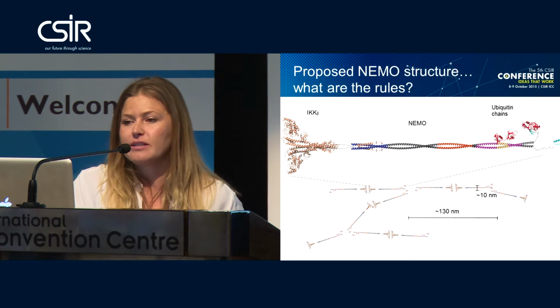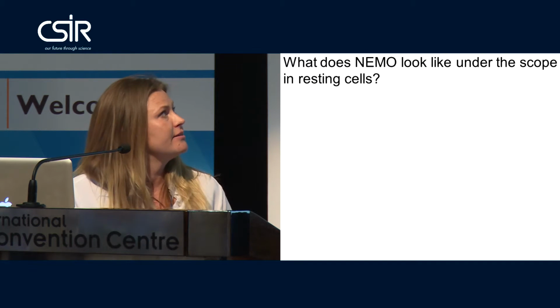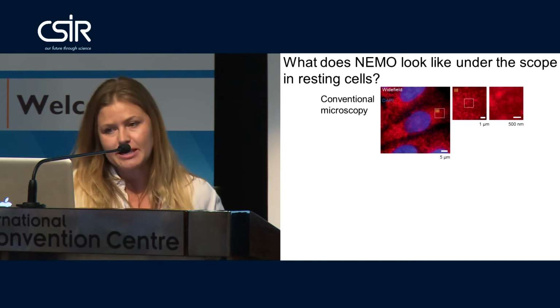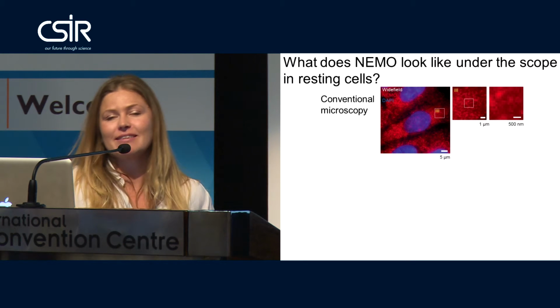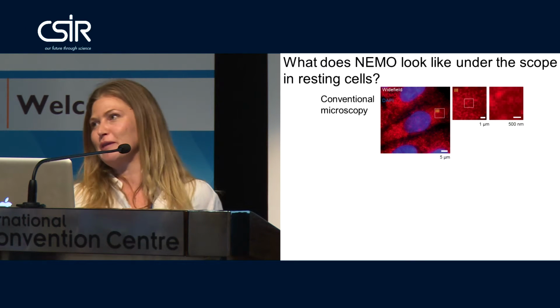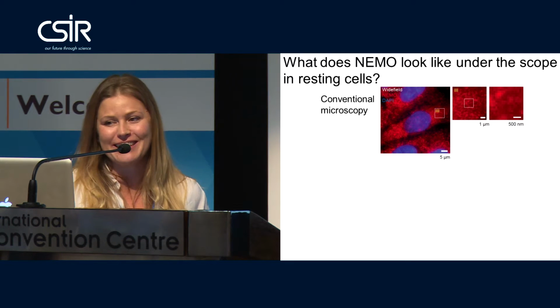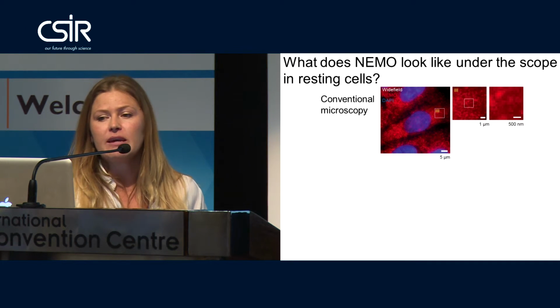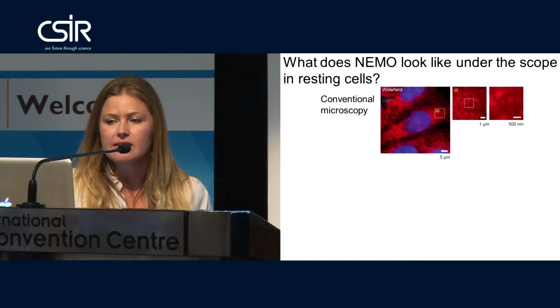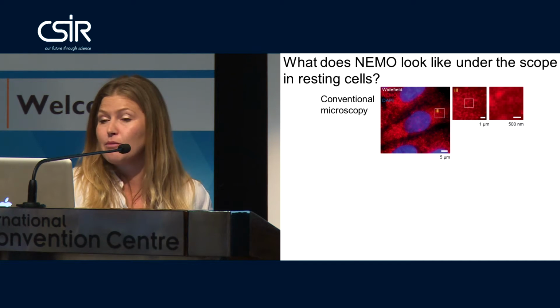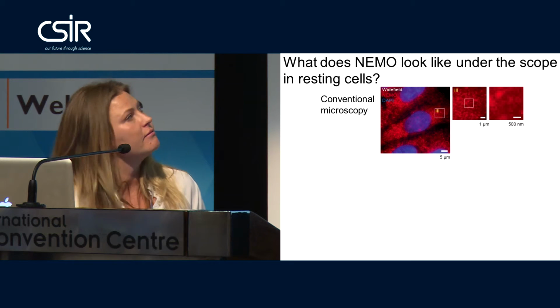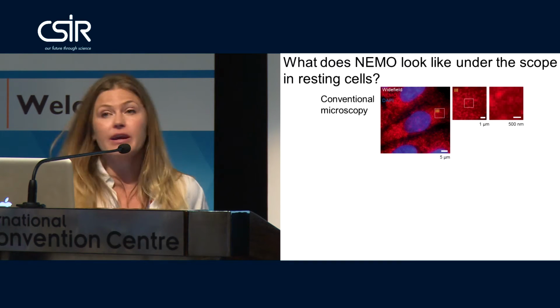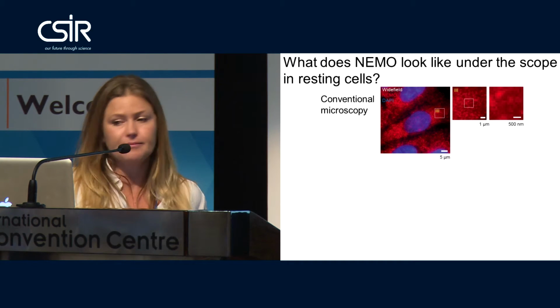So let's have a look and see what NEMO looks like in resting cells. I'm afraid the red's gone a little bit squiffy, but fortunately, you're not really supposed to see any structure in these particular images that we've taken. So this is using conventional microscopy. There's the nucleus of your cell, there's the outside of a cell, and we've stained NEMO in red. And as you zoom in and magnify those images, there's really no information there that you can tell.